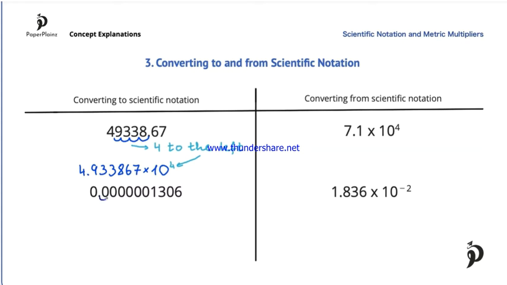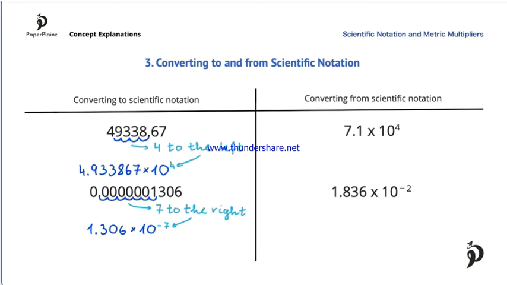For the next number, we will move the decimal point 7 places to the right. This gives us 1.306. Let's figure out the power of 10 in the multiplication. Since here we move the decimal point by 7 places to the right, the power of 10 will be negative 7. An important point is that when we move the decimal point to the left, we get a positive power, and when we move it to the right, we get a negative power. Another way to remember this is that when we convert a large number into scientific notation, the power will be positive, and when we convert a small number into scientific notation, the power will be negative.